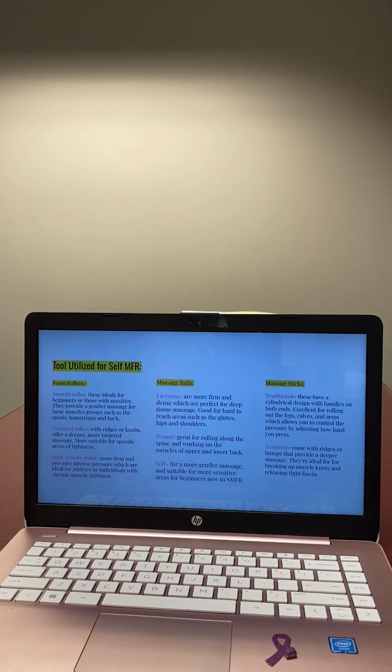And then we have the peanut massage balls, which is basically self-explanatory. It looks like a peanut. So it looks like two of the lacrosse balls put together. And it's great for rolling along the spine and working on the muscles of the upper and lower back. And then we have the soft massage ball, which is for a more gentle massage and suitable for more sensitive areas for beginners new to the SMFR.